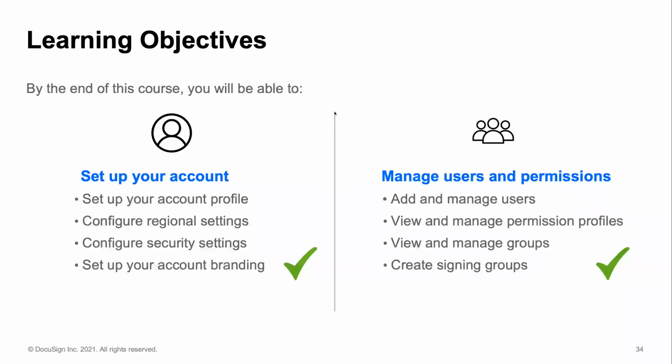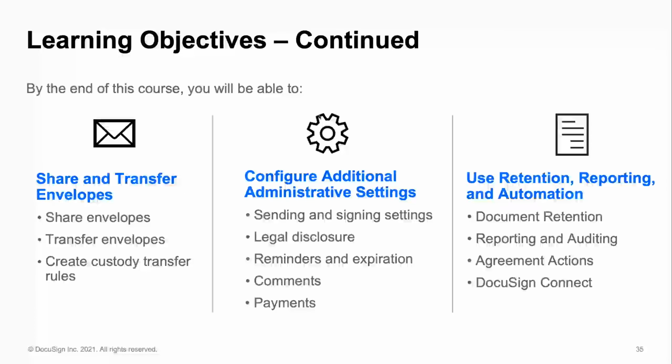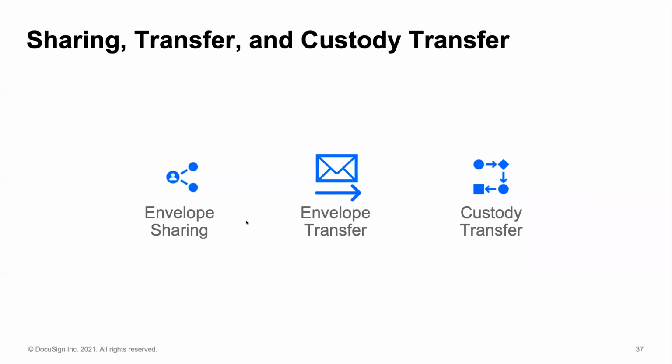All right, so that was the end of part one. We're now going to move into part two. So we'll talk about sharing and transferring custody of envelopes, some additional administrative settings that you can customize, and then we'll wrap up with retention, reporting, and automation. So let's start with sharing, transfer, and custody transfer. So we'll start with envelope sharing, then we'll talk about envelope transfer.